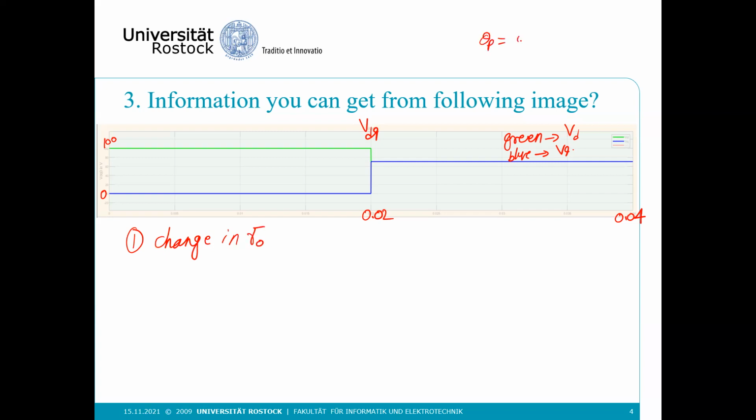Theta p is your omega 2 t plus gamma naught, and theta for your system is, let's say, omega 1 t plus phi naught. Three phase, and this is your Park. So what you said, change in gamma naught, right? Yeah. Anything else?